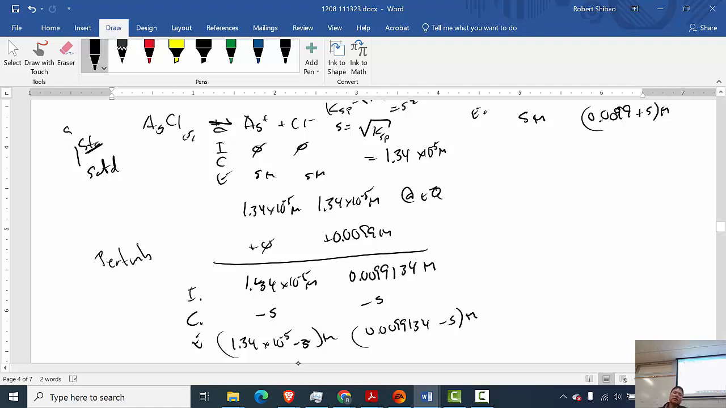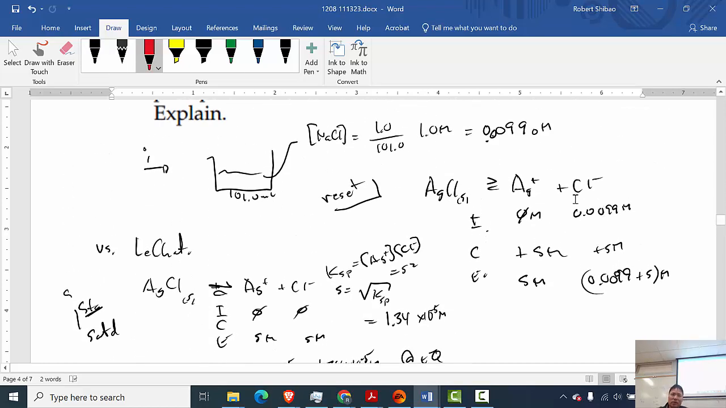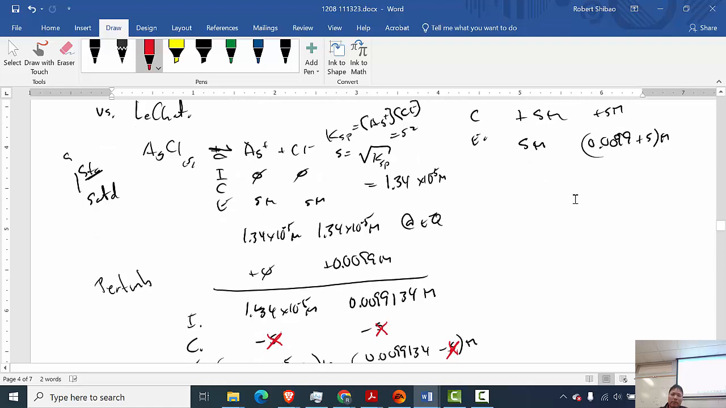Except the problem is I can't use S here. Do you know why? S is the amount of solid that dissolves. In this case, S is the amount that's going to precipitate. And so I can't use S here. I have to use X. So this should be minus X, minus X, where X is the amount that precipitates, not the amount that dissolves. Whereas over here I can use S, because S is going to be the amount of solid that dissolves.